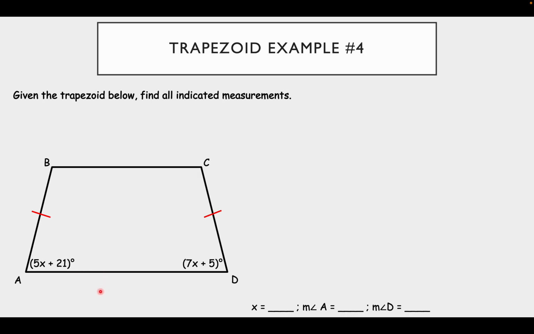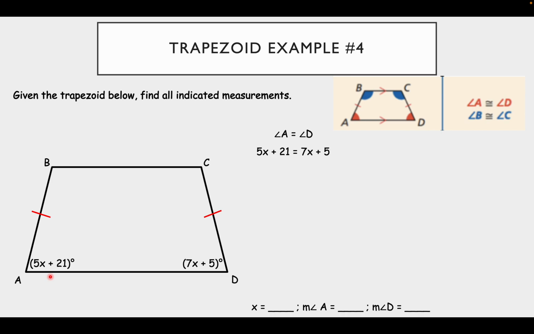All right, example 4. Utilizing the same thing. Okay, angle A equals angle D. See how they both have an x involved? So for our equation, I could set them equal to each other to solve for x. Now notice, my first step would typically be to subtract 7x here. But 5 minus 7, that's going to give me a negative x. I don't want to deal with a negative. So I can flip-flop them. That's the beauty of the equal sign. It doesn't matter which side I put it on. So I'm putting the 5x plus 21 on the right and the 7x plus 5 on the left.